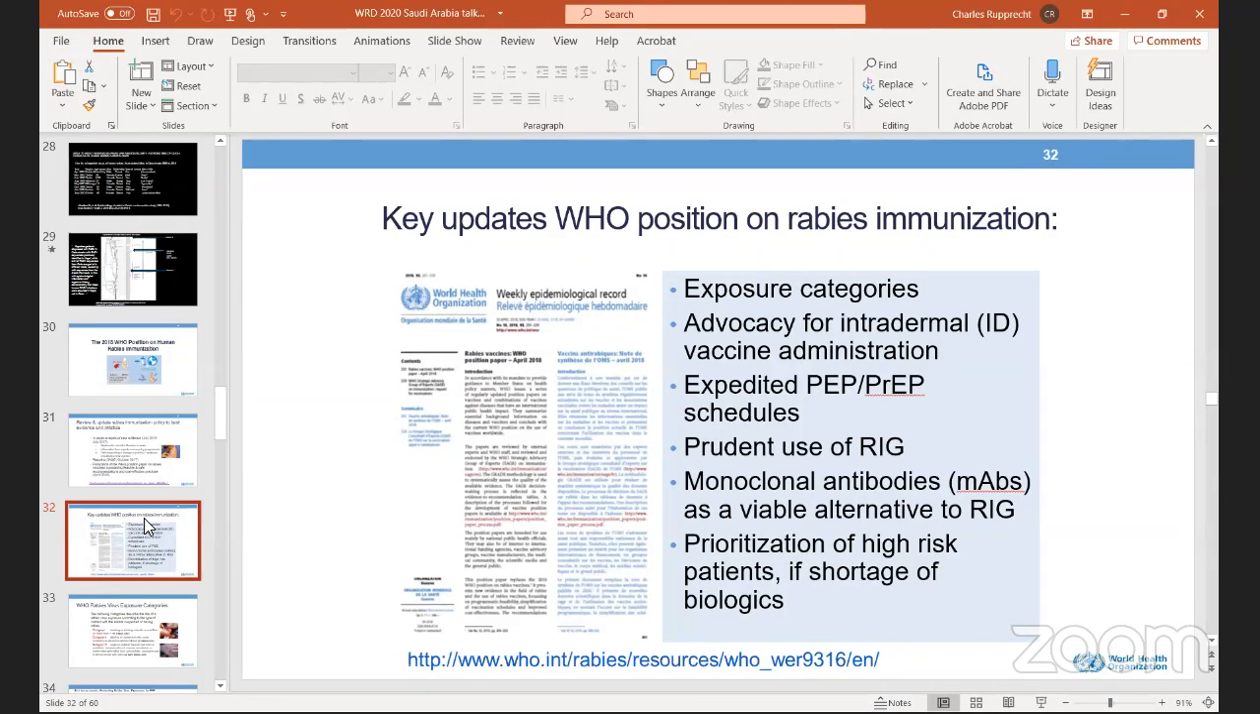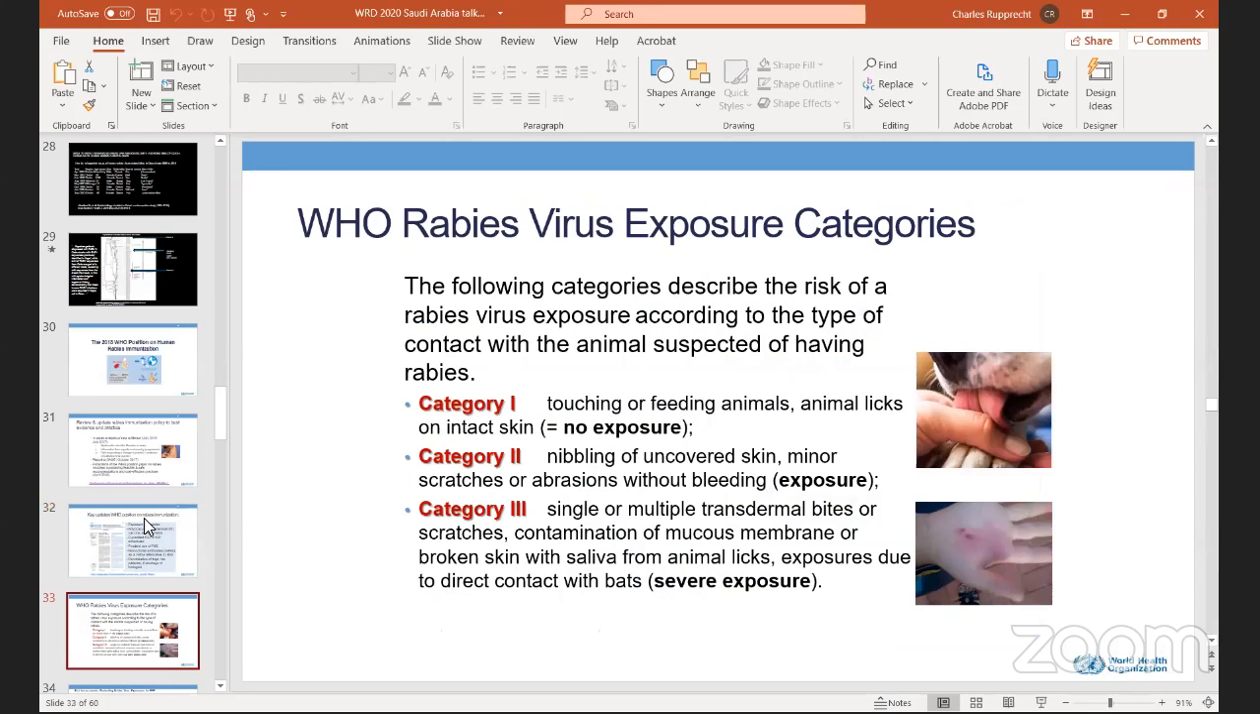What the updates focused upon was, again, the definition of the exposure categories, the advocacy for the intradermal route as opposed to the intramuscular as a dose-savings means, more expedited post-exposure as well as pre-exposure schedules, the more prudent use of rabies immune globulin, not just classical polyclonal but also monoclonals, and how to prioritize and do risk assessments on patients that are so exposed, particularly in times when we may have a limitation in supply of these.